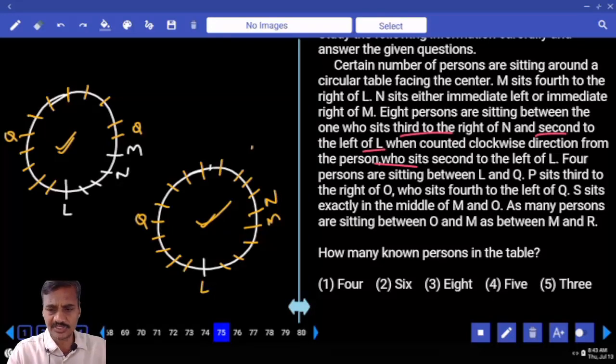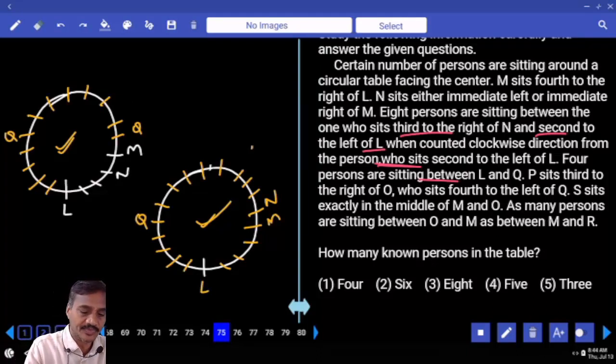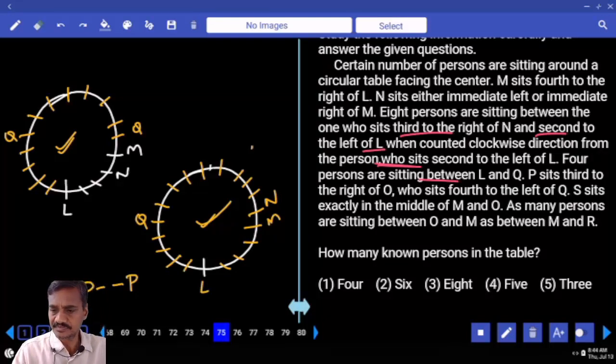Then the direction from the person who sits second to the left of L, 4 in between L and Q. P sits third to the right of O. Now where is this P? P is third to the right of O. And O sits 4 to the left of Q. 1, 2, 3, 4. O is 4 to the left of Q. And P sits third to the right. Now we are done with this information as well.